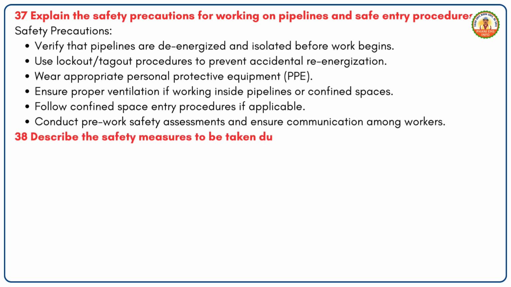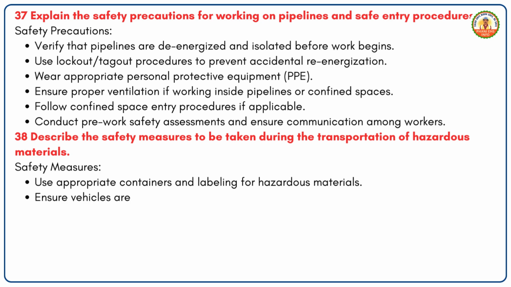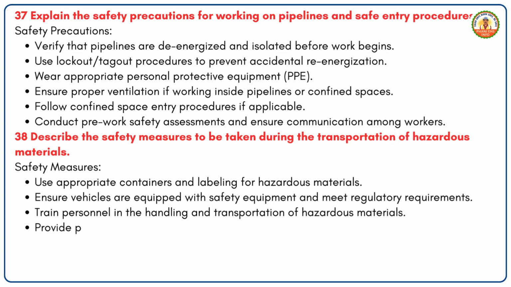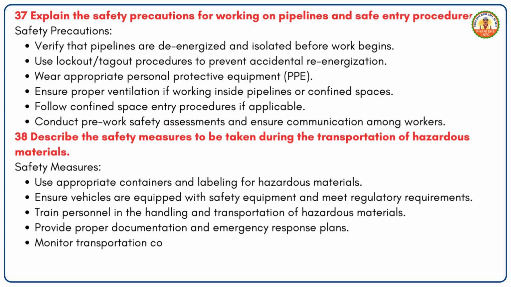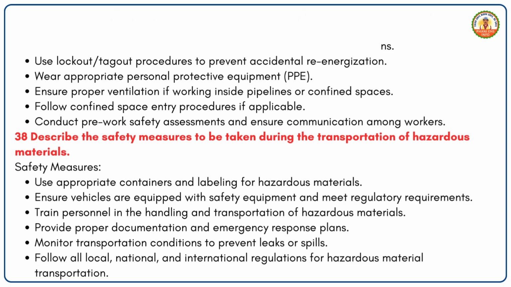38. Describe the safety measures to be taken during the transportation of hazardous materials. Safety measures. Use appropriate containers and labeling for hazardous materials. Ensure vehicles are equipped with safety equipment and meet regulatory requirements. Train personnel in the handling and transportation of hazardous materials. Provide proper documentation and emergency response plans. Monitor transportation conditions to prevent leaks or spills. Follow all local, national, and international regulations for hazardous material transportation.